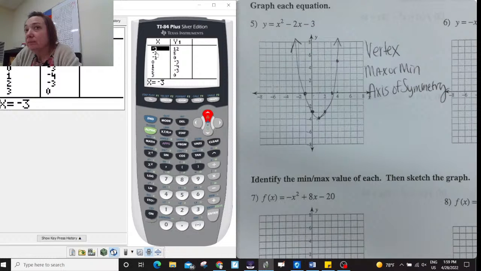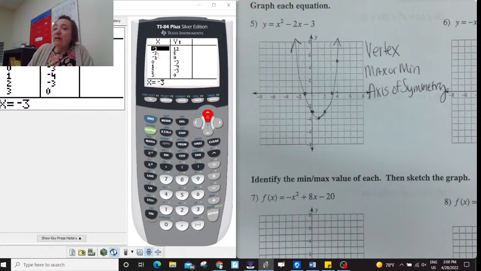Can I ask a question? What is regression? It says which regression equation best fits this method. I'll have to show you. You actually do it on the calculator, but I'll have to show you how. I can't explain it. Did you do it on the calculator?